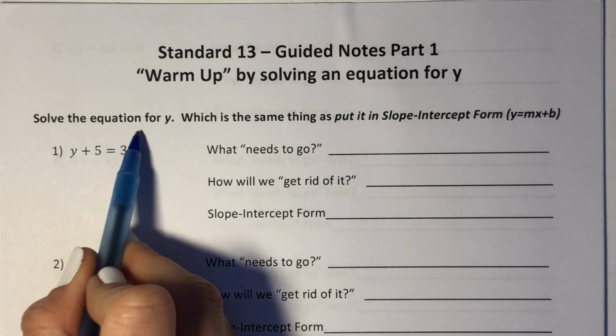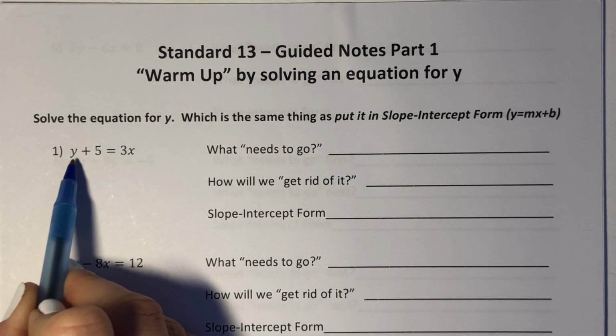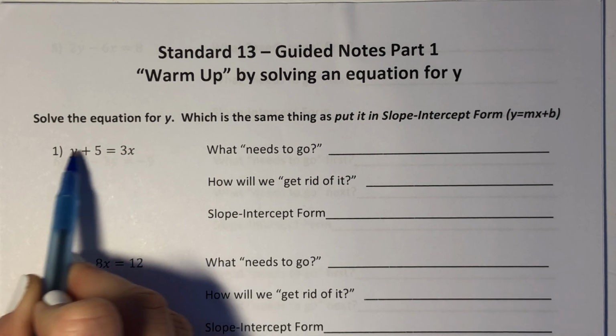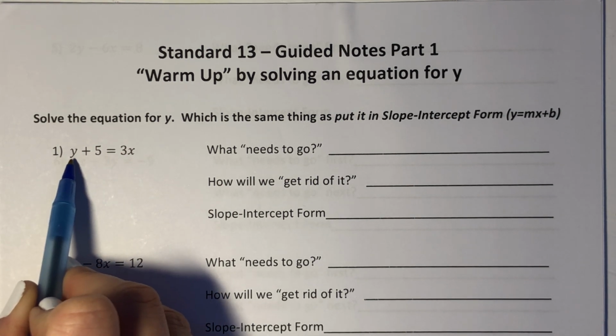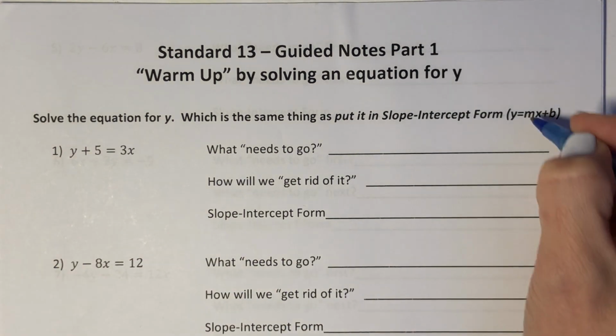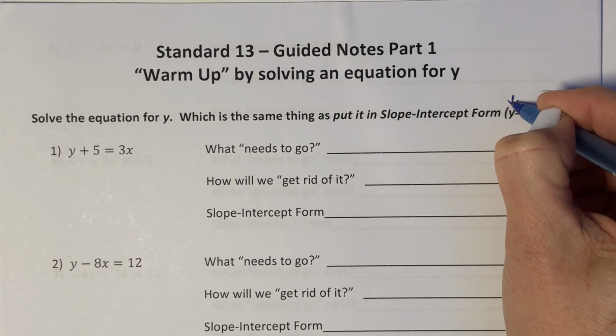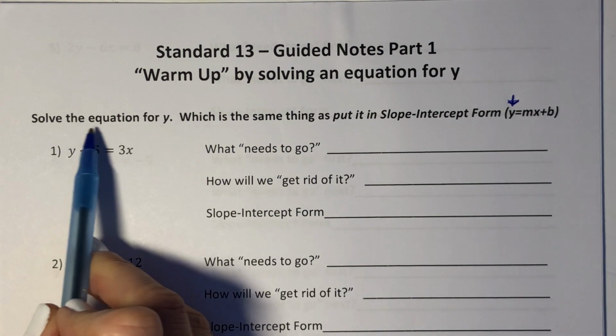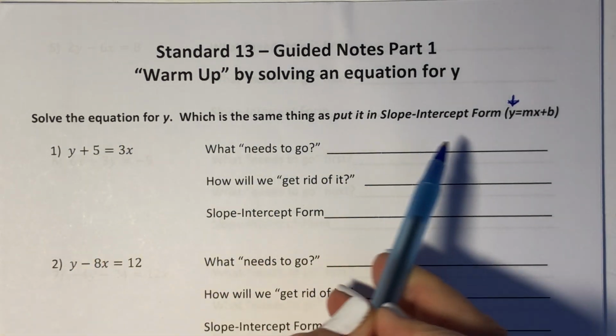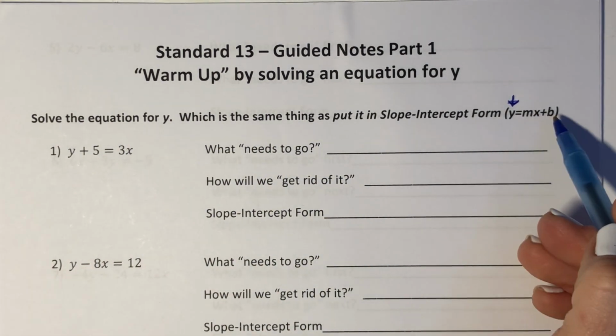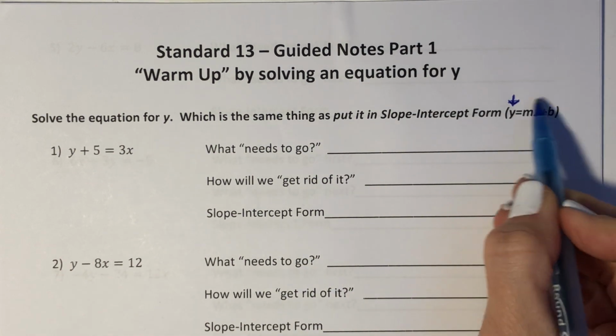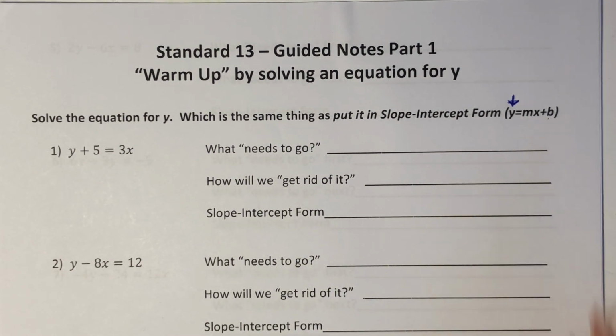So whenever you see an equation like this that is not solved for y, solved for y means the only thing on one side of the equal sign has to be the y. And in other words, we want to put it in slope-intercept form. So solve for y means put it in slope-intercept form, which is y equals mx plus b. And we should have a really good feel for what both the m and the b are by now.